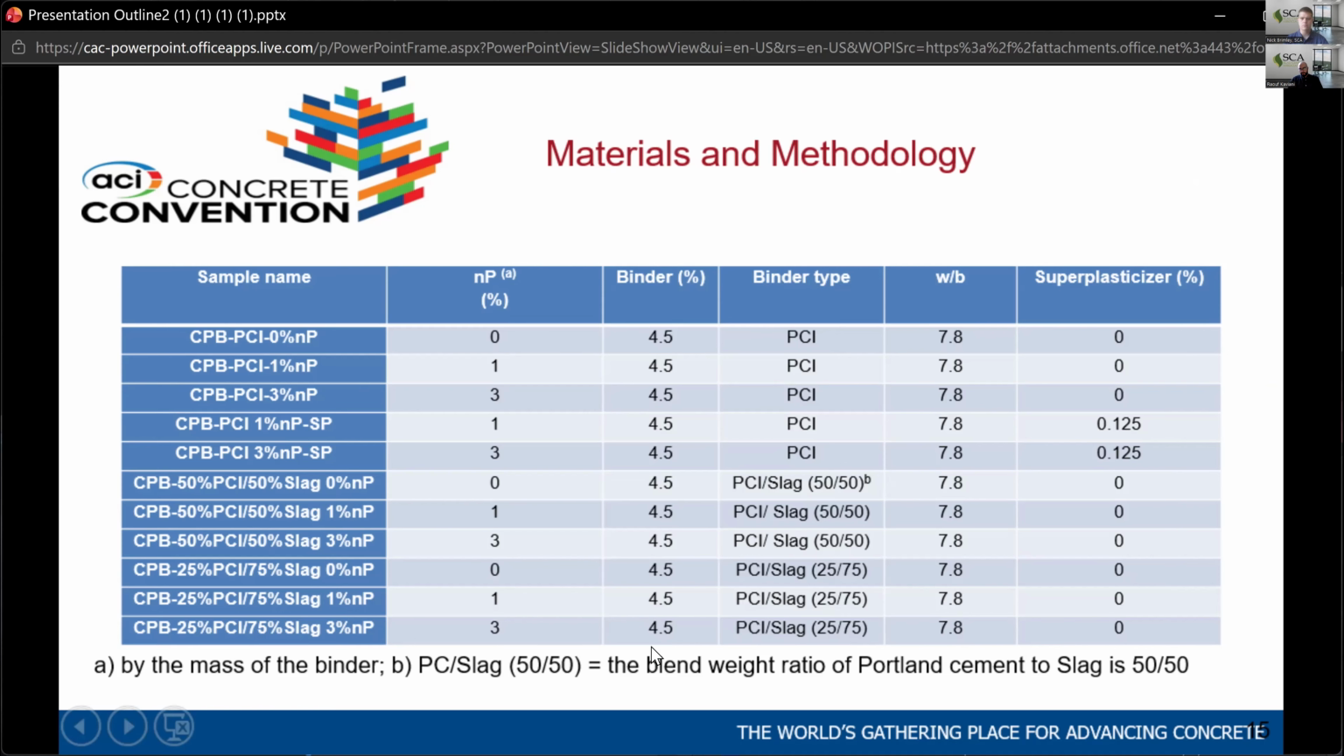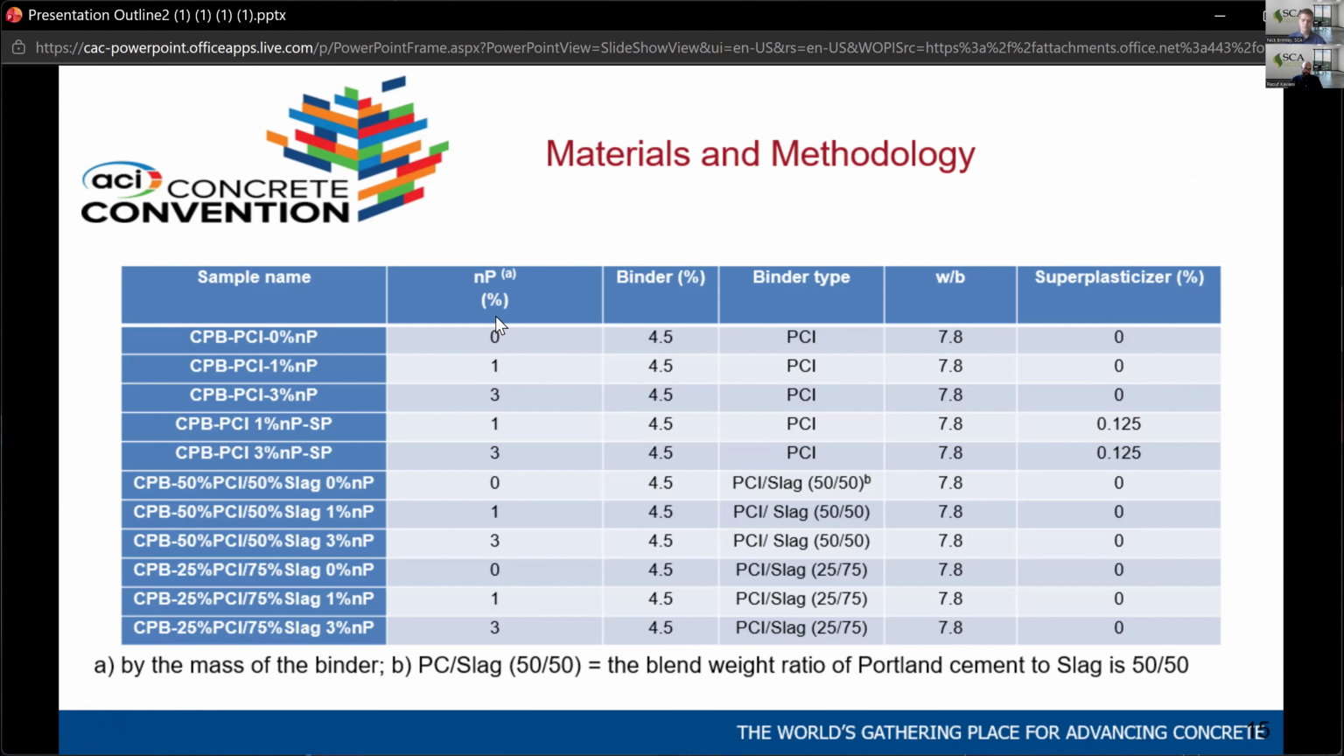Same water to binder ratio for everything. So the binder percentage and water to binder ratio is all the same all through my experiment. For the first three samples, I didn't use any superplasticizer. My goal was to compare all the nanoparticles' effect on my binder.